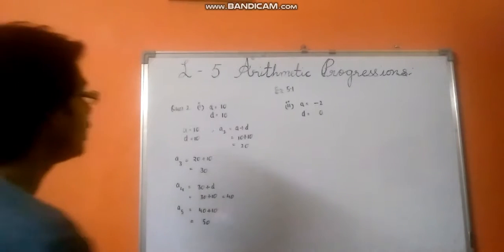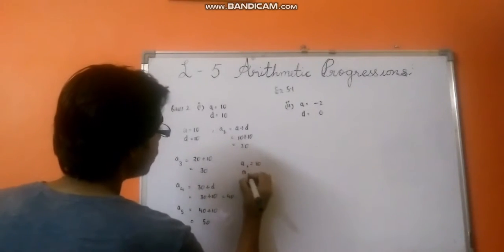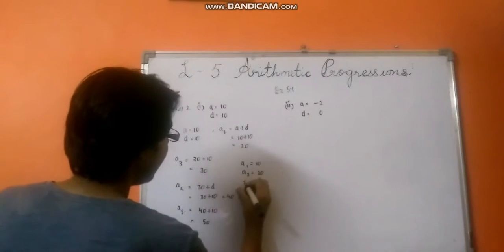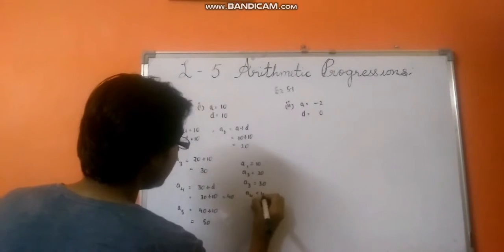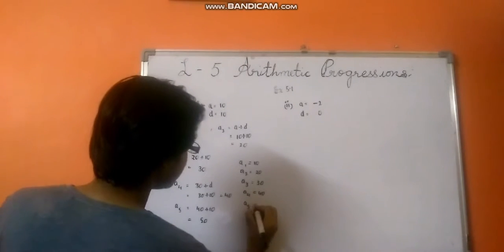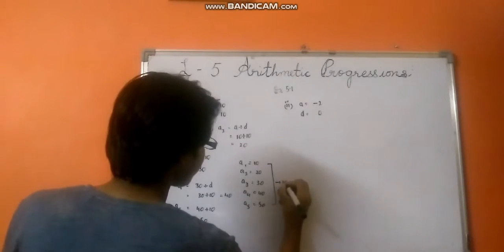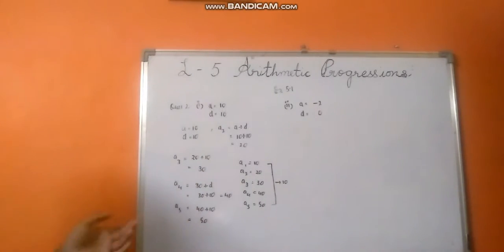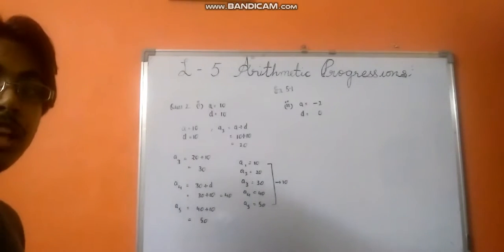So if you write down all these terms, you get A1 is equal to 10, A2 is equal to 20, A3 is equal to 30, A4 is equal to 40 and A5 is equal to 50. You can see that the common difference is 10. Therefore this is an AP and we have successfully found the next 4 terms of an AP.